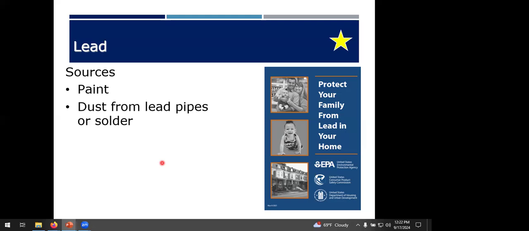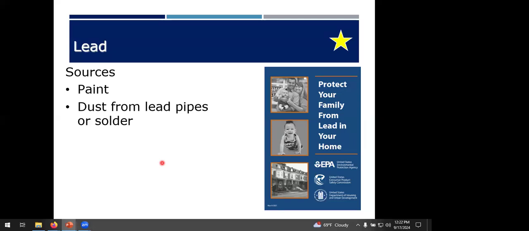When it comes to lead poisoning, children are the ones that are susceptible. Lead poisoning affects children. It also affects unborn fetuses, so women with children. Lead poisoning affects those little developing organs and those little developing bodies. Once you're developed, you're not as susceptible to lead poisoning.